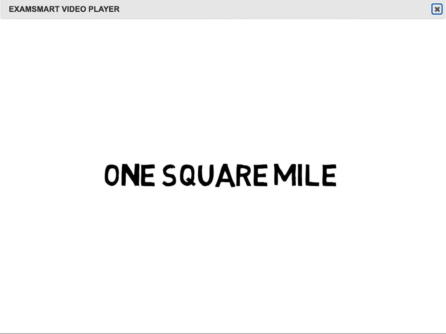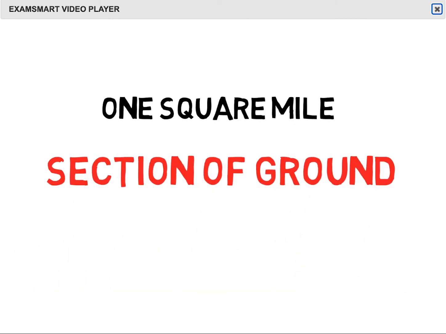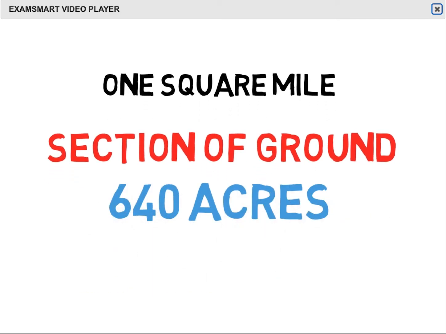1 square mile is called a section of ground. A section contains 640 acres. That you simply have to memorize. Every section of land contains 640 acres.